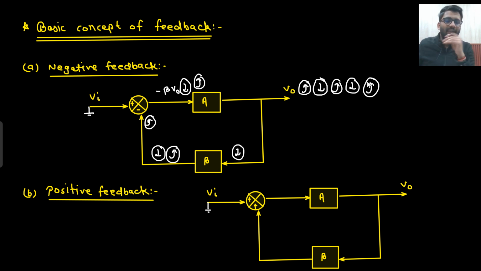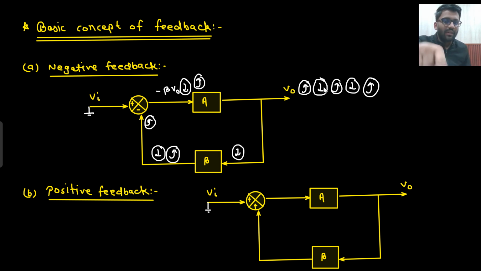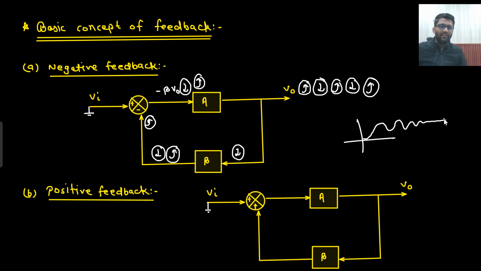So what you are seeing here is, once you tried increasing V naught, then when you walk around the loop and come back to V naught, at that time V naught is going down. Now if V naught is going down, you again walk around the loop, then V naught is going up. Initially your output tried to go to the higher side, but then it is pushed back. Then again it tried to go higher, then again it is pushed back. Then it will go towards a steady state.